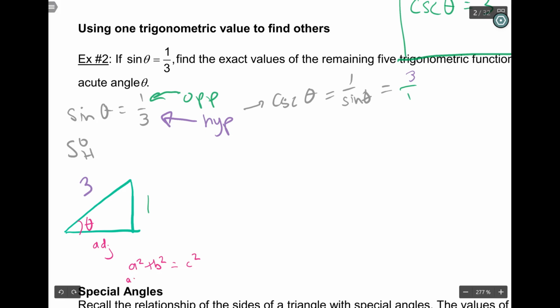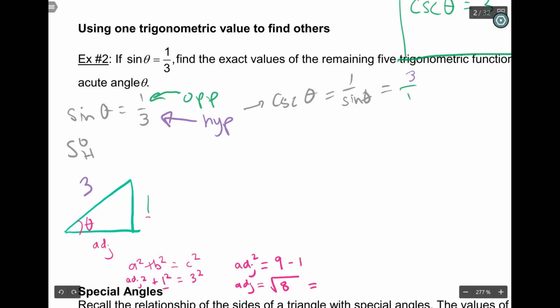So here I have the adjacent squared plus this 1 squared, here 1 will be my b, is going to equal 3 squared. So 3 squared is 9, and we have to get the adjacent by itself, so we subtract 1, because 1 times 1 is 1. So the adjacent side is going to be equal to the square root of 8. Because remember, this is actually the adjacent squared. Okay, and then if you take the square root on both sides, we have square root of 8.